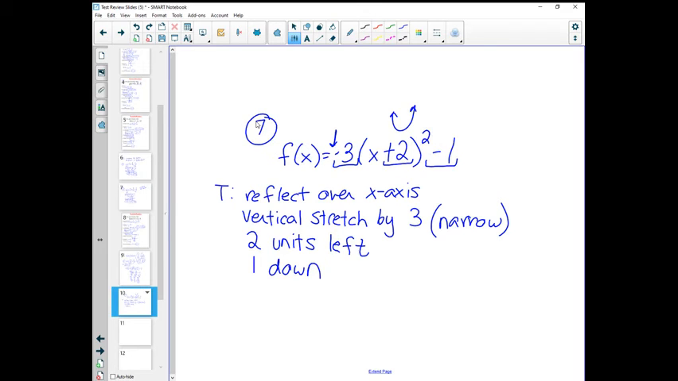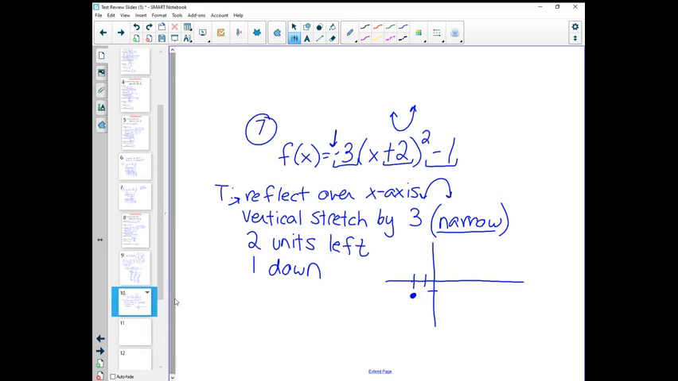Now that we've got all the transformations, let's sketch what this looks like. So over here to the side, normally we start at 0, 0, but this graph is going to reflect over the x-axis. So we know that that makes it flip over. It is going to be narrow. I'm going to shift from the origin 2 units to the left and 1 unit down.